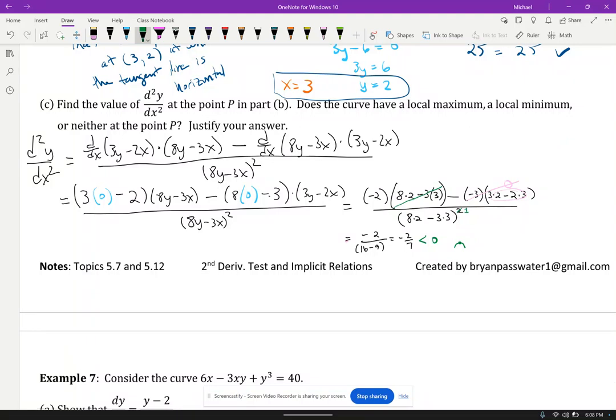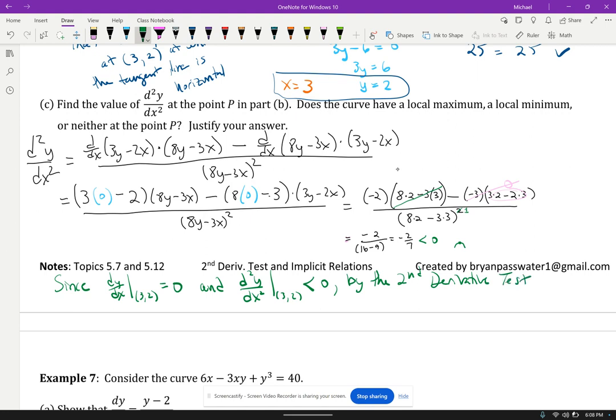So here's where we answer. Since dy/dx at the point (3, 2) equals 0, and d²y/dx² at the point (3, 2) is less than 0, in other words, the second derivative is negative, it's concave down, by the second derivative test, there is a local maximum at the point (3, 2).